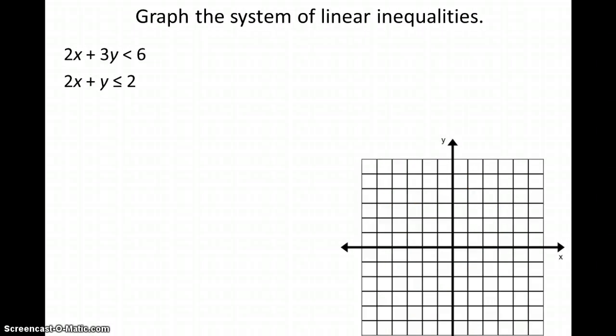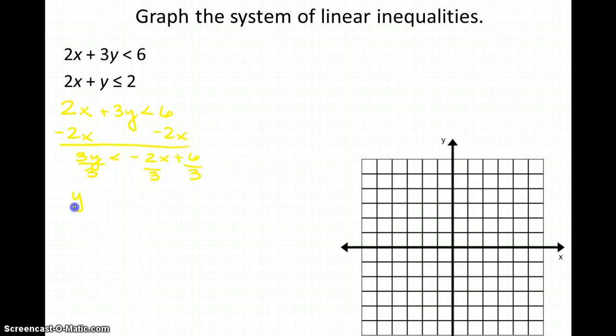For example 2, we'll be graphing each of these equations. Before we do so, please write each equation in slope-intercept form. Subtract 2x, and you'll get 3y is less than negative 2x plus 6. After dividing each term by 3, you're left with y is less than negative 2/3 x plus 2.